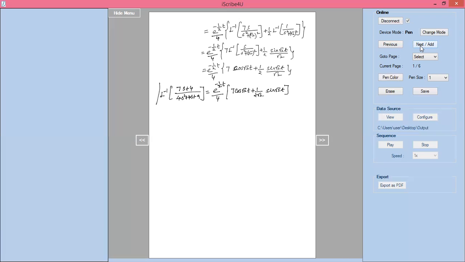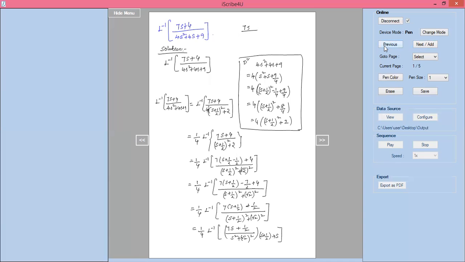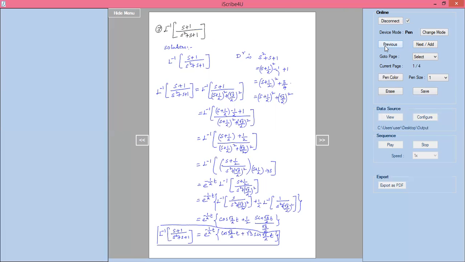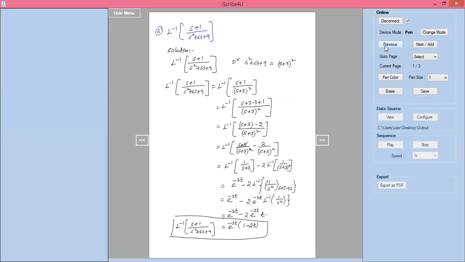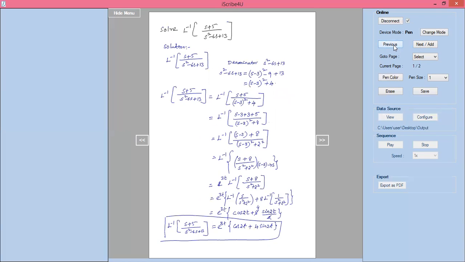Any doubts in this? So I have done nearly how many problems? 4 problems, I think. 4 problems using inverse Laplace, using the completing square method I have done. So in the inverse Laplace transforms, first the basics I explained, and I have done those 4 problems.